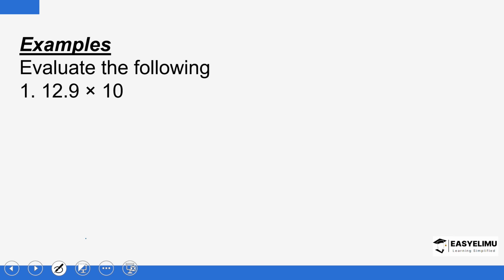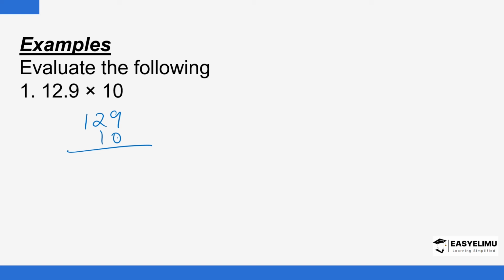Let's see how that is applicable and how true that is. Let's start with this first one here. We have 12.9 multiplied by 10. Let's just multiply normally and then see whether it is really true that the decimal point simply moves to the right by the number of steps equivalent to the number of zeros in the multiplier. The rule used when multiplying decimals generally is that first of all you disregard the decimal point. So we have 129 and then you multiply by 10 normally.